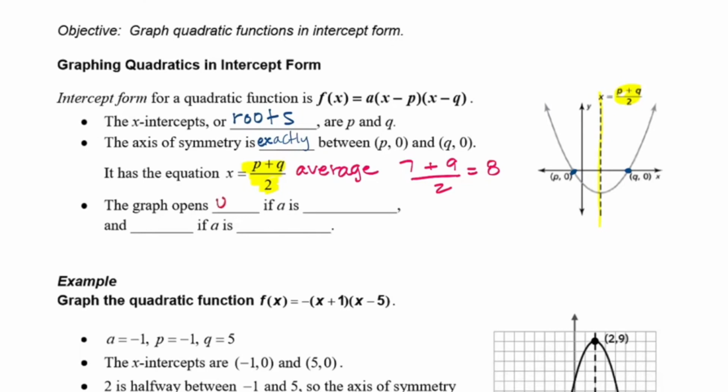The graph is going to open up if a is positive, and it's going to open down if a is negative. Now we can remember our happy smiley face for positive and our frowny face for negative.